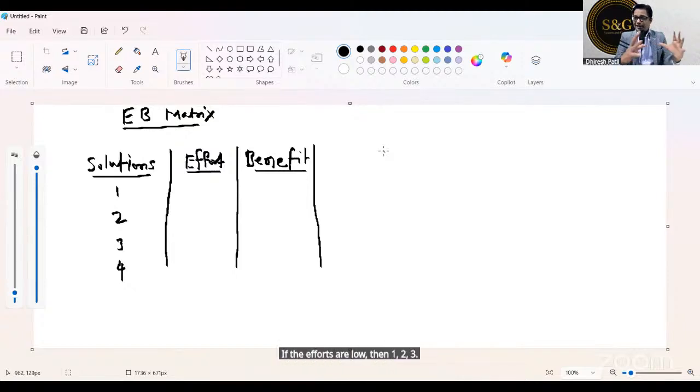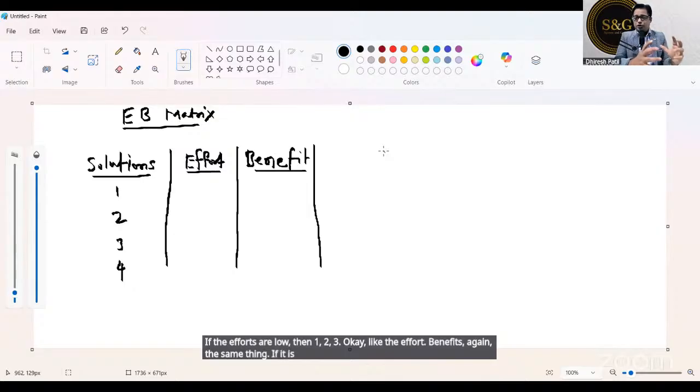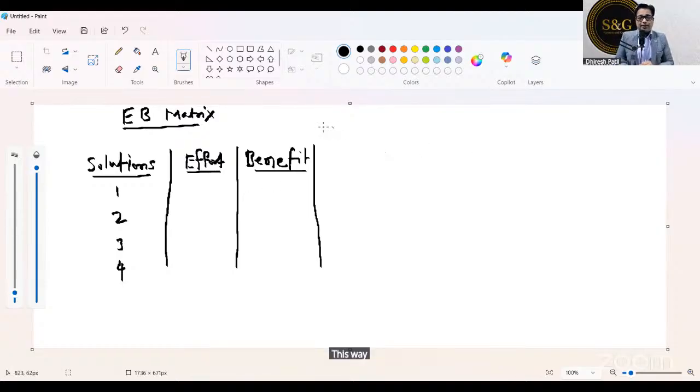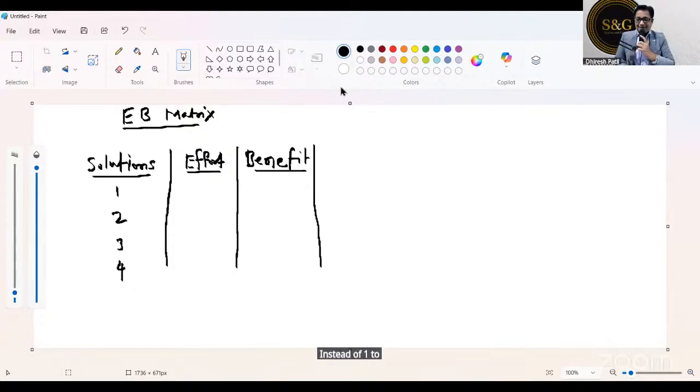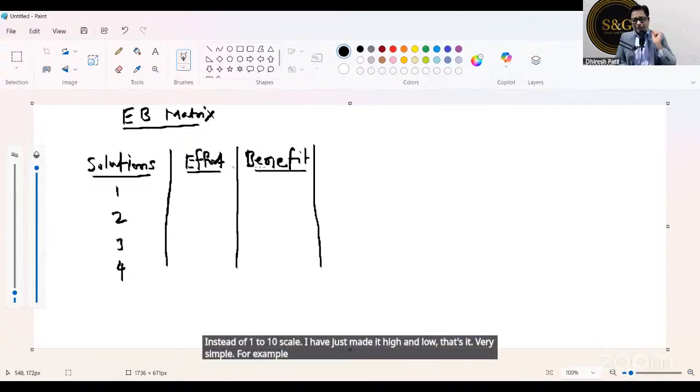Benefits, again the same thing. If it is a low benefit solution, 1, 2, 3. Moderate benefit, 4, 5, 6. Or 7, 8, 9, 10 will be the higher benefit. So this way you can rate. But what I have done, I have made it super simple. I have made it binary. Instead of a 1 to 10 scale, I have just made it high and low. That's it. Very simple. Let me give you a simple example.